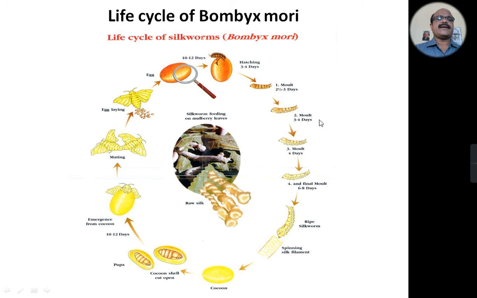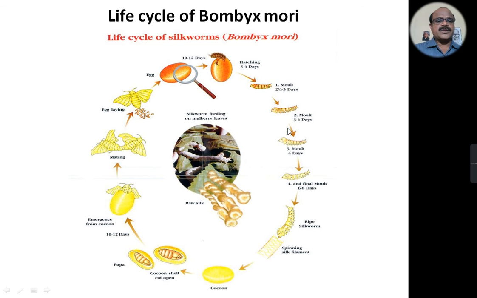Then the second larva again goes through the process of second molting. Then it becomes a third instar. As a result of third molting, it becomes the fourth instar, and as a result of fourth molting, it becomes the fifth instar. This is the fully grown caterpillar or fully matured silkworm.